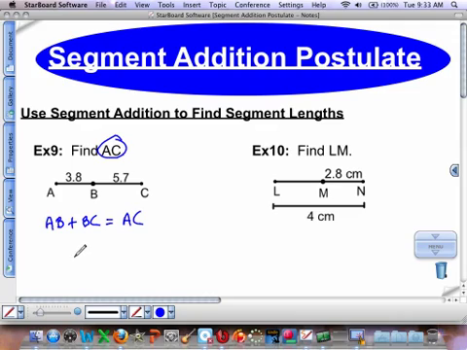All right, so Alexis, what do I start plugging in? AB. Say that again. AB. All right, so how long is AB? 3.8. So 3.8 plus 2.7 is equal to AC, and therefore AC is equal to 9.5.